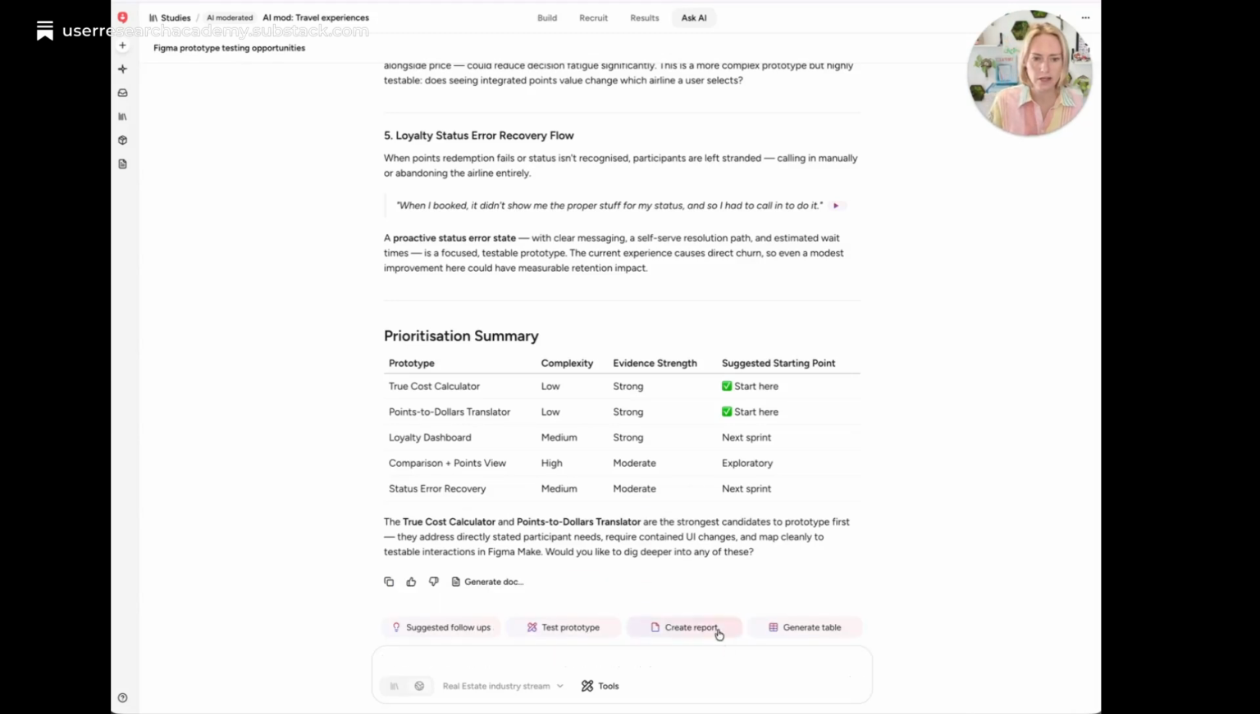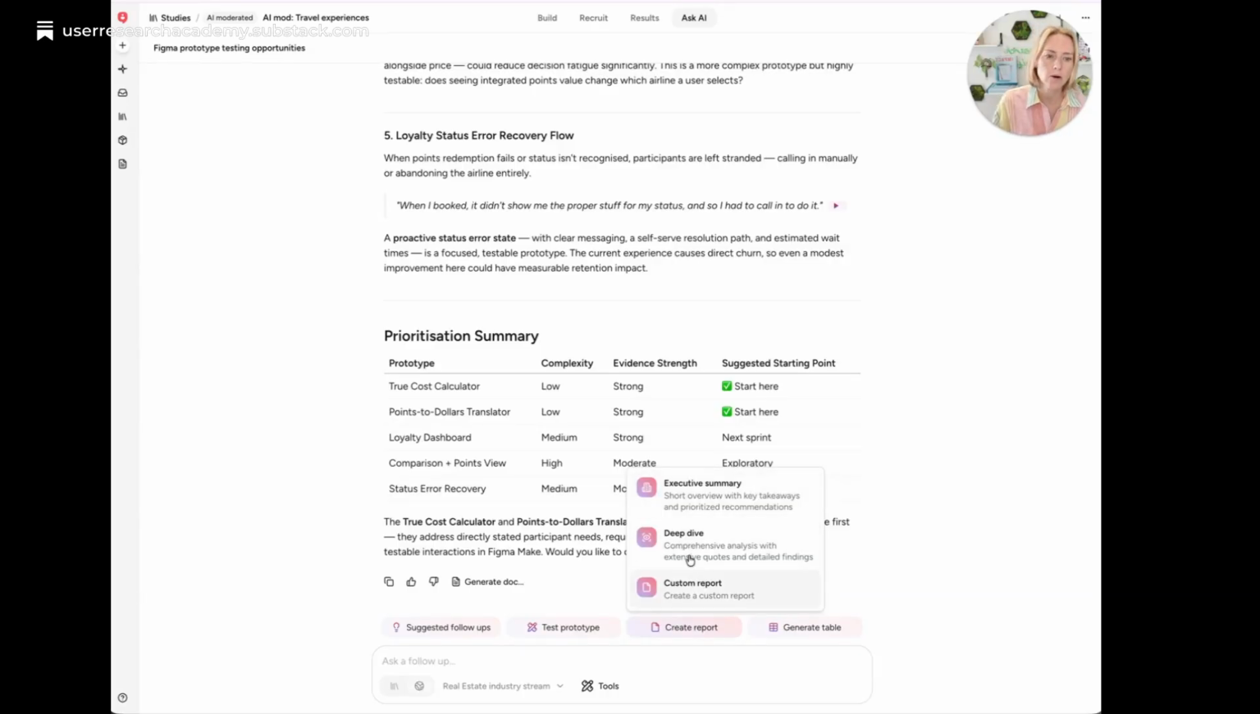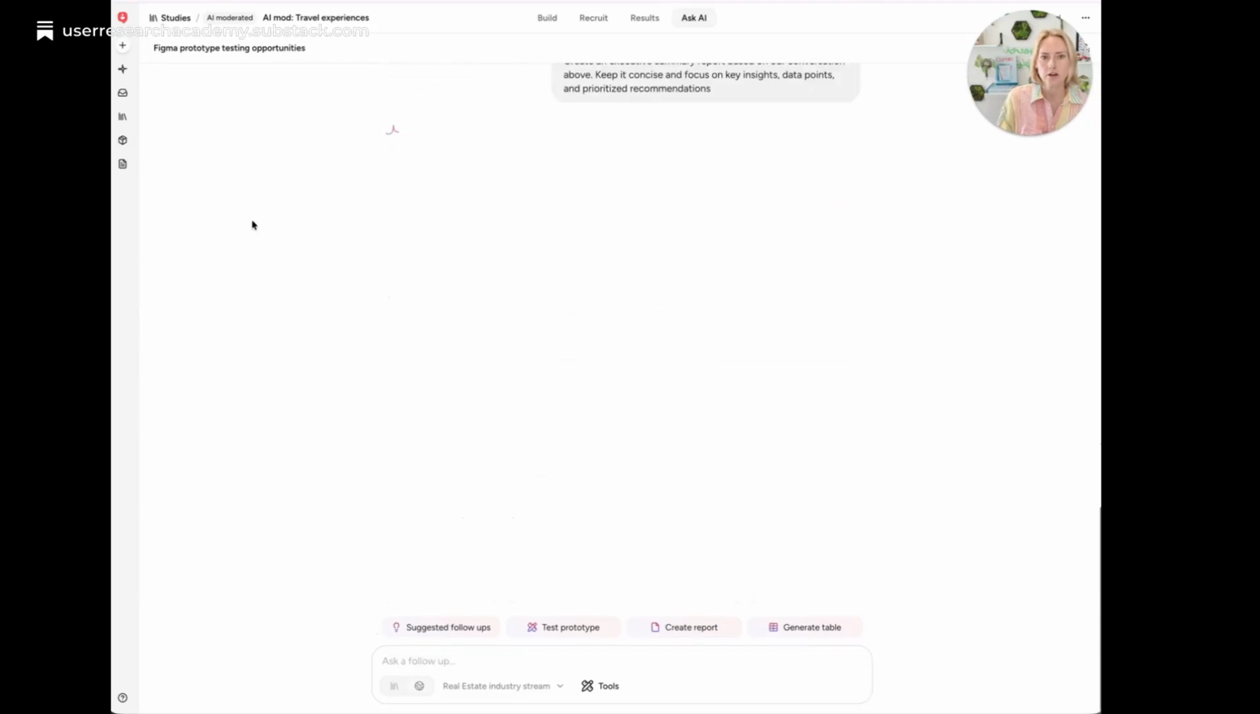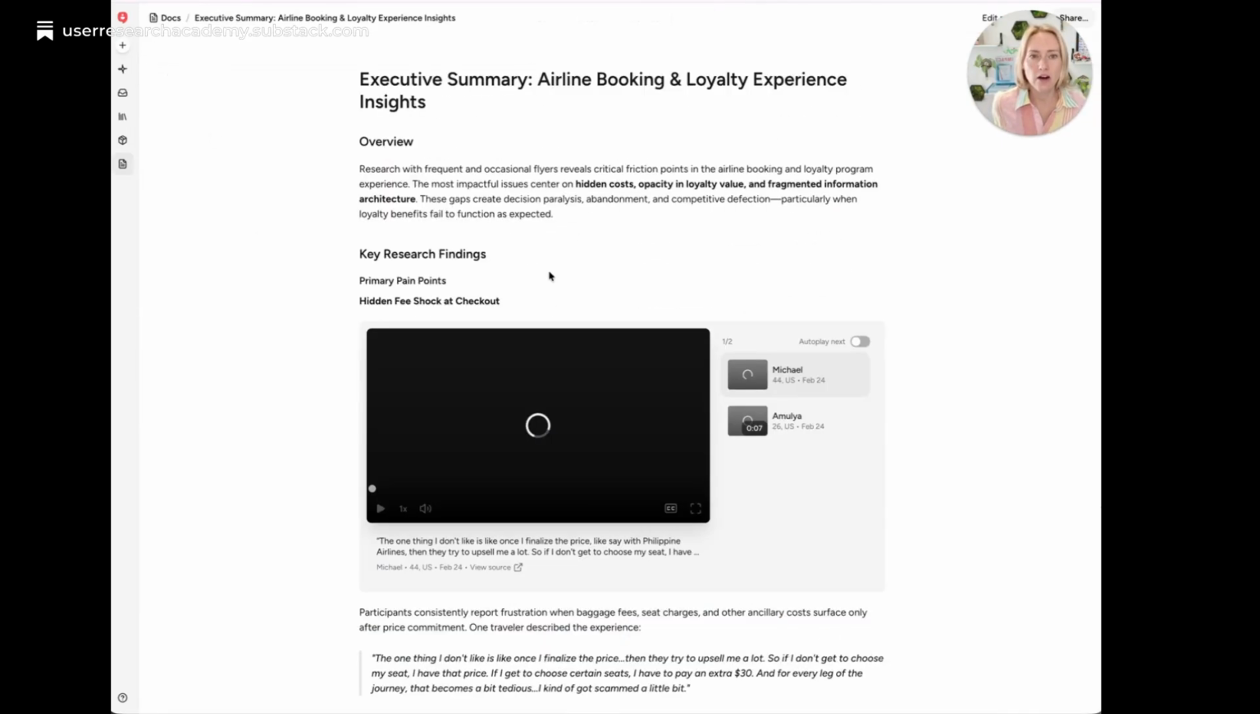What I love here is we have create report and we have executive summary, deep dive, and custom report. You can create something that's short and an overview that is meant for execs versus a deep dive versus something more custom. So let's go ahead and create this exec summary. We have our executive summary.